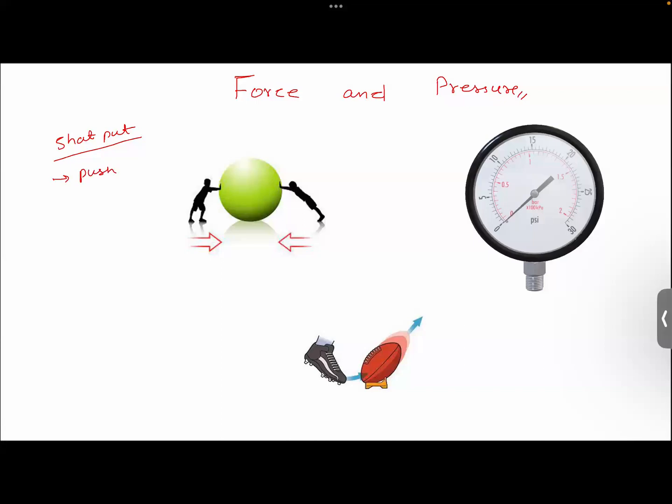Or see another athlete who is lifting a dumbbell. In that case, what kind of force is being applied? Pull. He's trying to pull, exactly. He's trying to pull it towards himself, right? So that is basically the concept of force. See, in this one, force is being applied on this object from two different sides, right? And then we have another thing in the chapter.